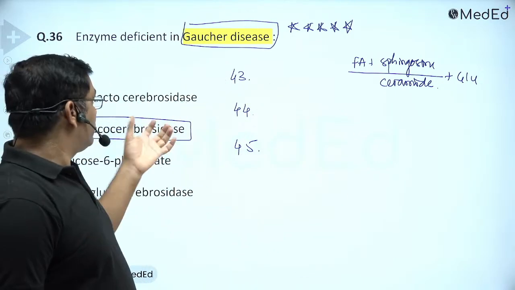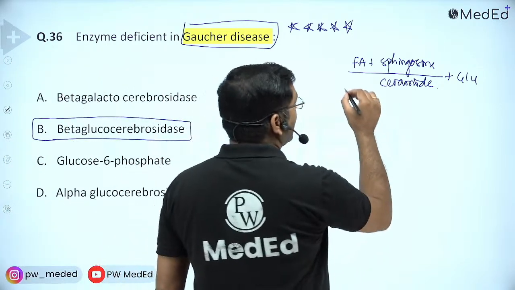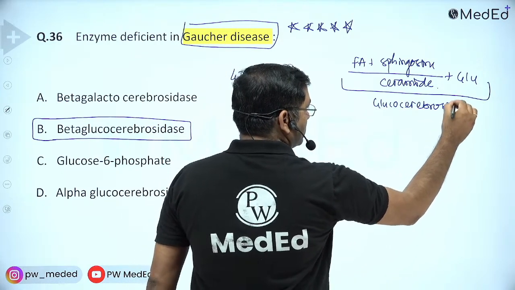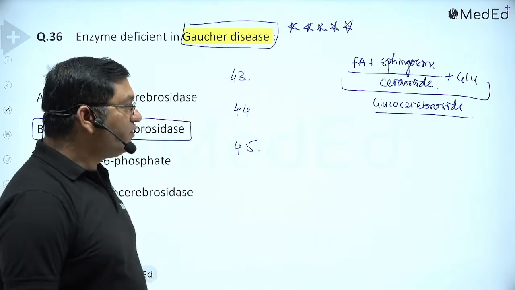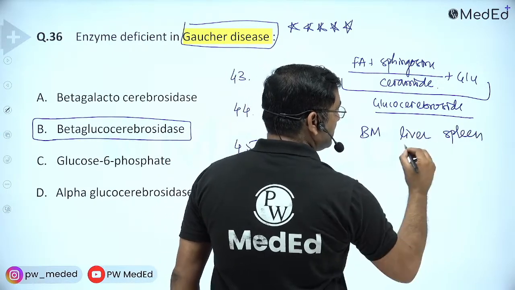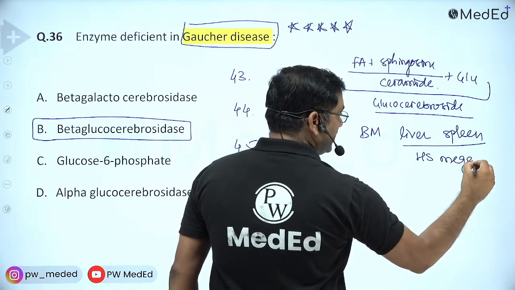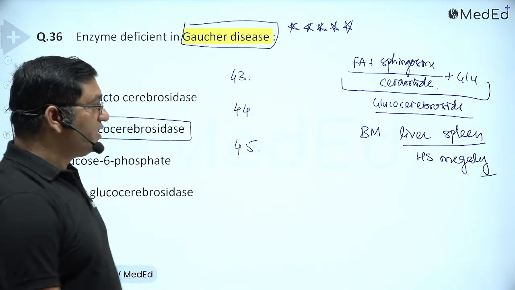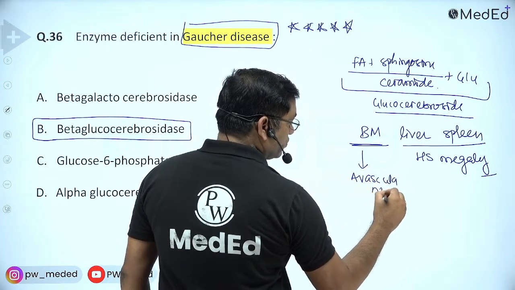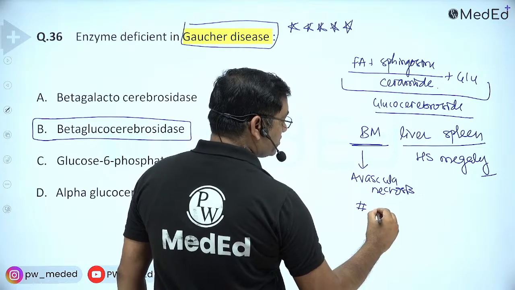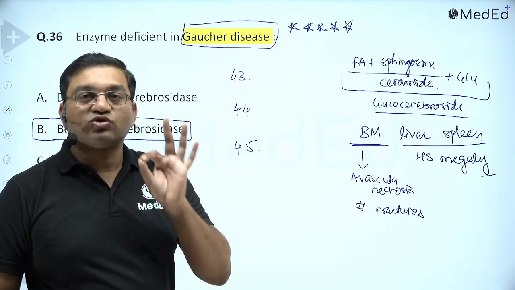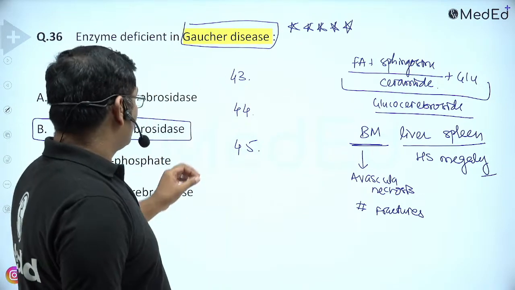If glucocerebrosidase defect is there, this glucocerebroside accumulates particularly in the liver, spleen and bone marrow. In the liver and spleen, it causes hepatosplenomegaly. In bone marrow, it causes avascular necrosis of the bone, osteoporosis, and frequent fractures. These are the features of Gaucher's disease. This is the most common lysosomal storage disorder.